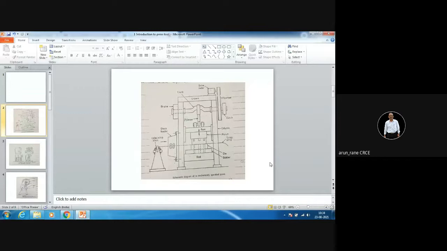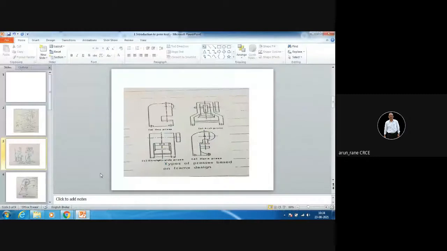So we were discussing this press. We have started with the press, and you know the various applications of the press. So this I had explained, what this figure is. These are the various types of the presses which are based on the frame design.